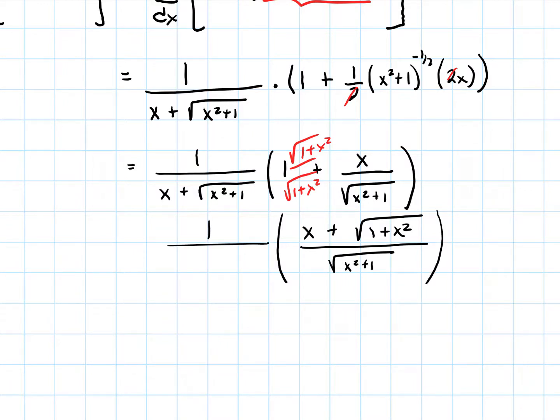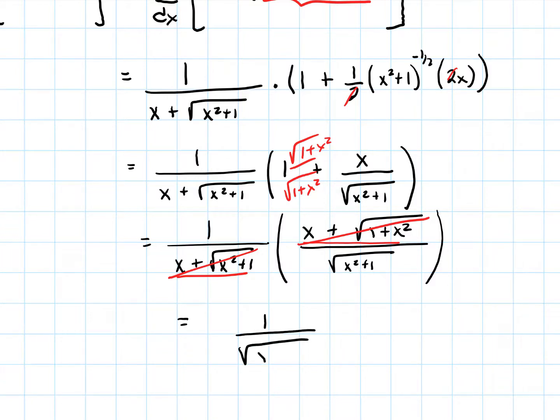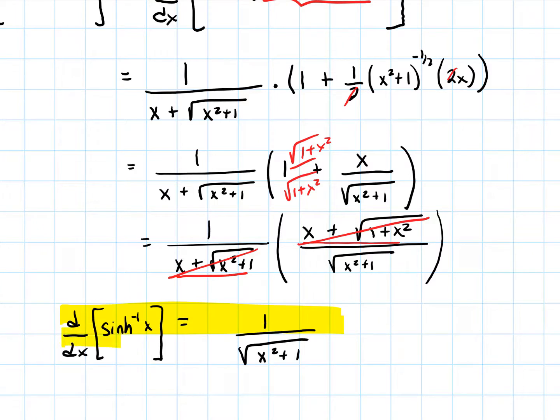And notice over here we have 1 over x plus the square root of x squared plus 1. Which worked out well because notice that this and this are exactly the same. So those two cancel, and we end up with 1 over the square root of x squared plus 1. So it turns out that the derivative of the inverse hyperbolic sine is 1 over the square root of x squared plus 1.